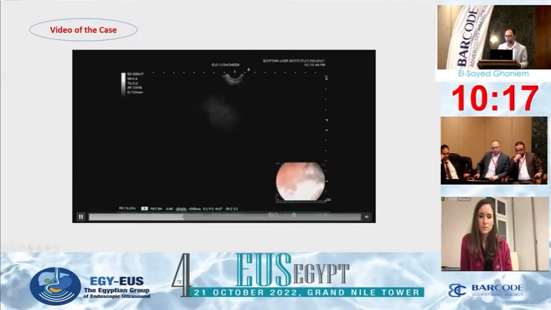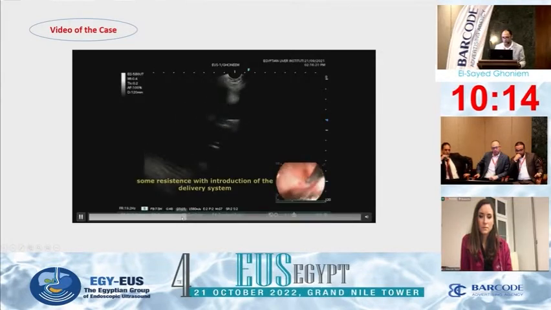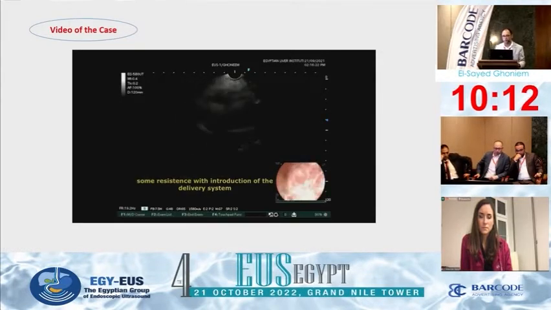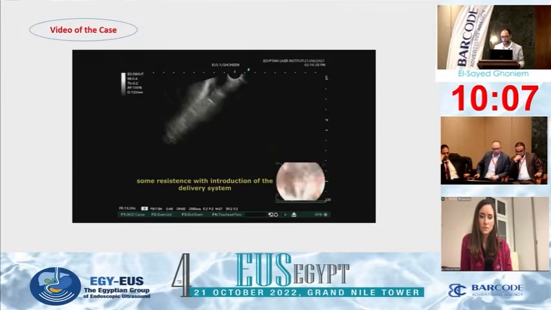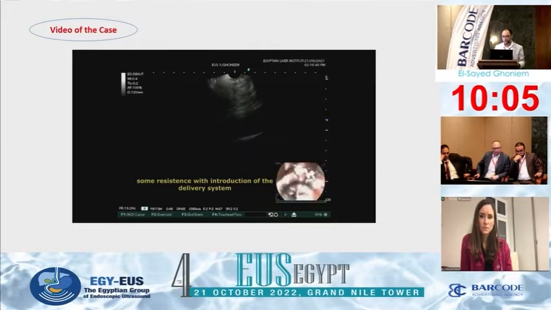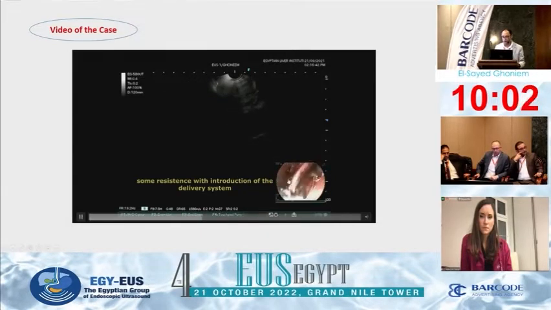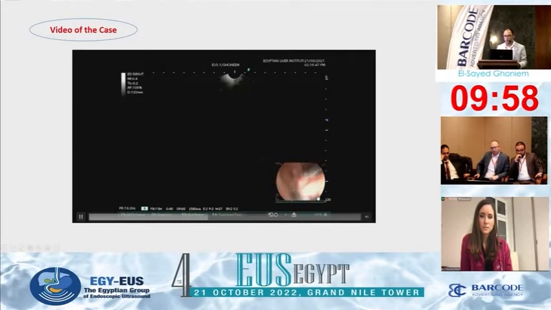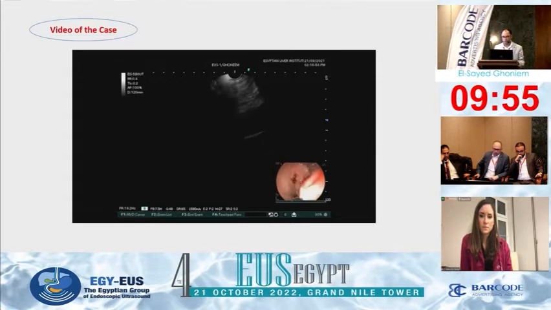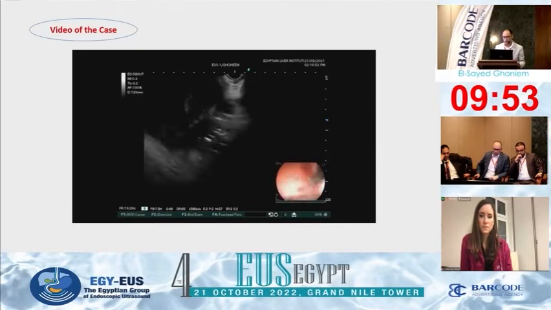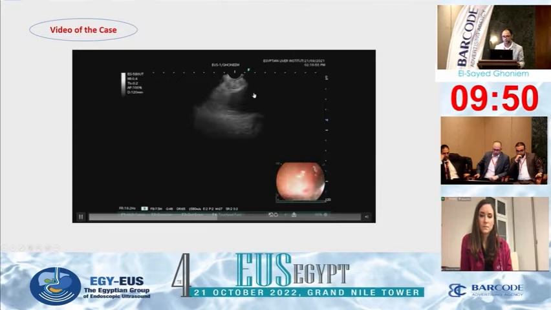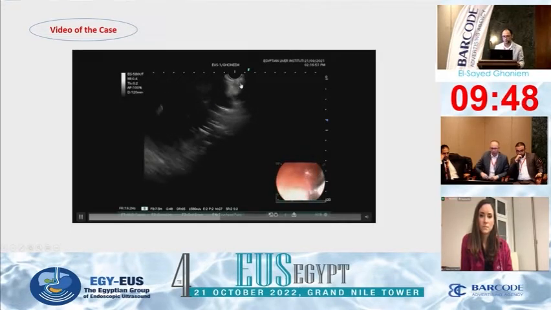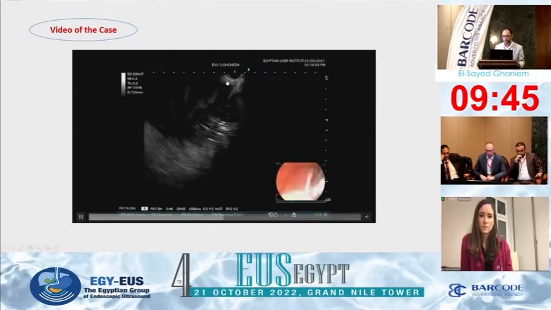Then we try to introduce the delivery system. The delivery system of the biflanged stent is 10.5 French. We dilated up to 10 French, and we thought that it would pass easily. But here, unfortunately, there was some resistance during introduction of the stent. With some movement in and out, pushing the stent, lastly the stent passed to the cavity. You will see here, it passes to the cavity.